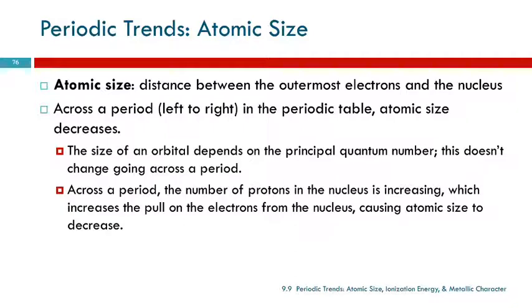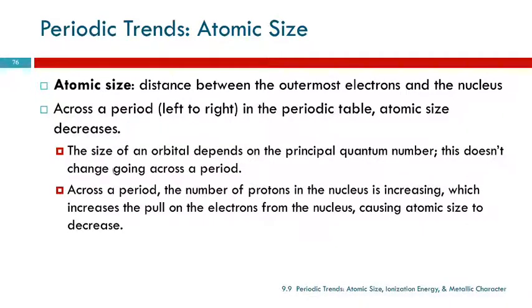The reason for that is, as we're going across a period and you're adding electrons to make larger atoms, they are being added into the same principal energy level. So going from sodium to chlorine, you're adding electrons in the third level. Those are all roughly the same distance from the nucleus, so that's not going to make them larger. But the number of protons in the nucleus is larger, and so that pulls those electrons in closer.